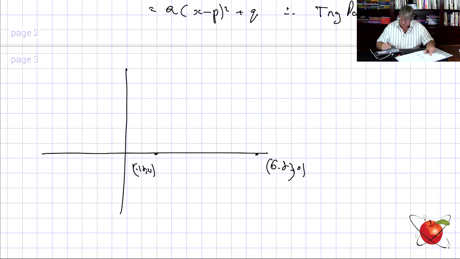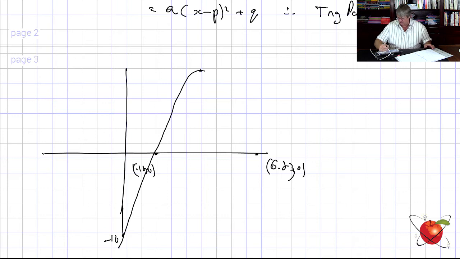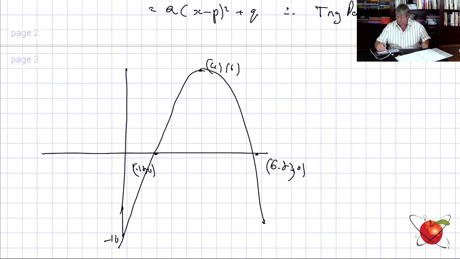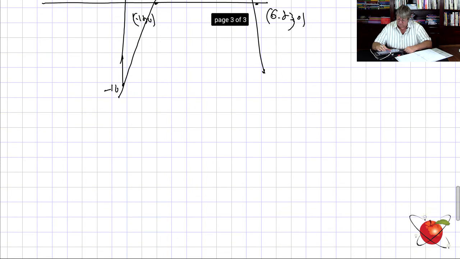Over there, y-intercept at minus 16. And the top here was at 4 and 16. So we had something that looked like this coming through there, like that. 4, 16 was our turning point, and we got our roots, and it's got a maximum value of 16. All in all, not really a difficult task at all.